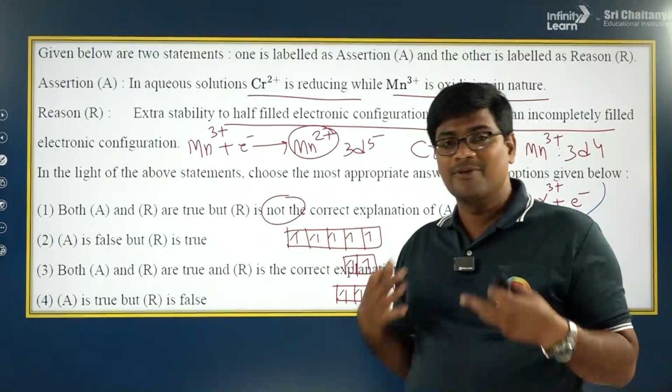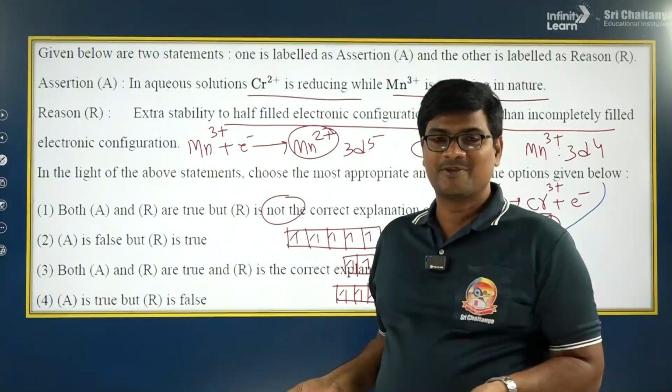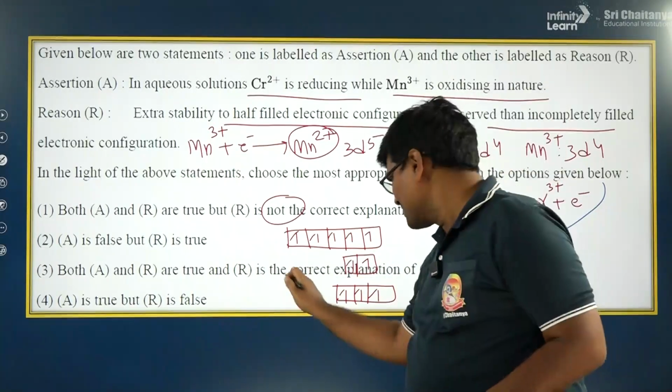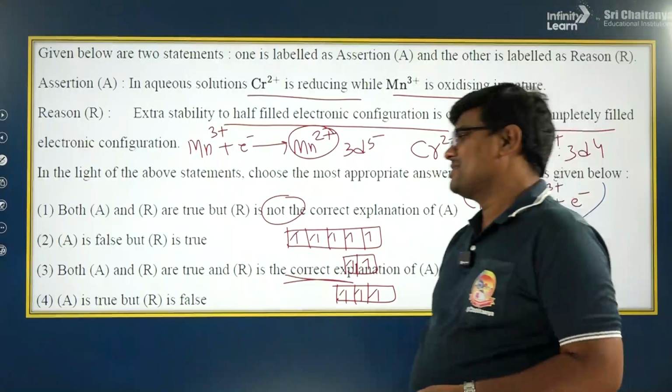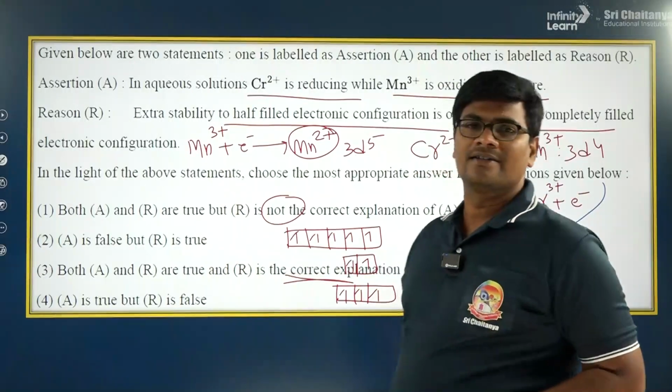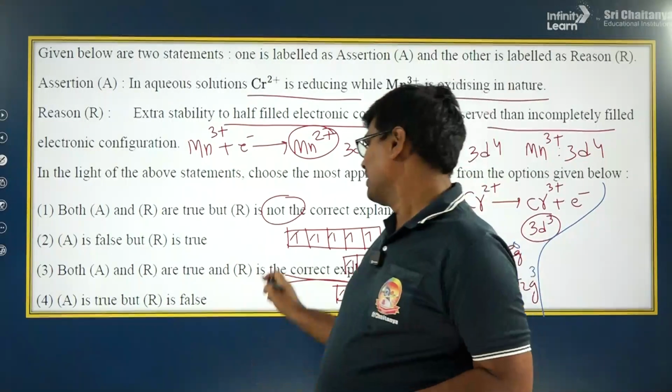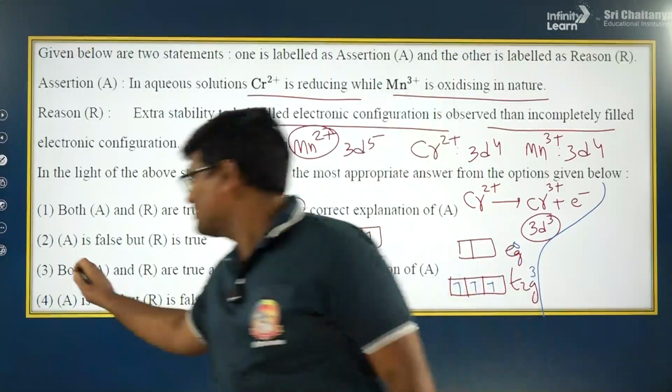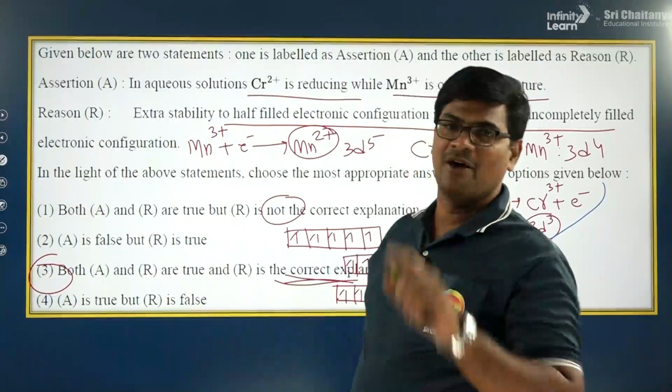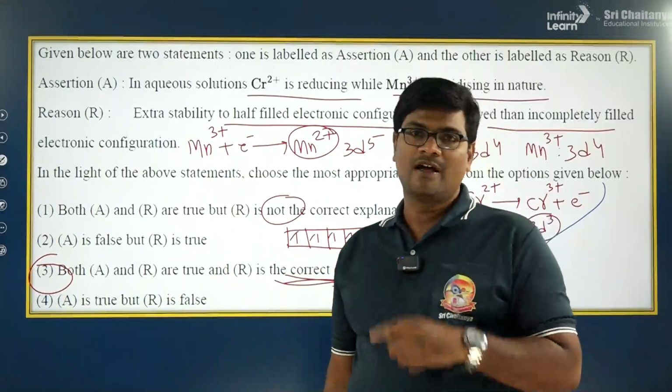If you are going in a hurry mode just like me just now, it's a practical experience we are getting. See, what is the right option? Both assertion A and reason R are true, and R is the correct explanation. What is the right option? Option 3, not option 1. So, be careful. Let's go for the next question.